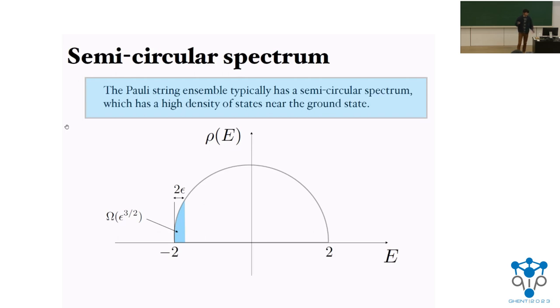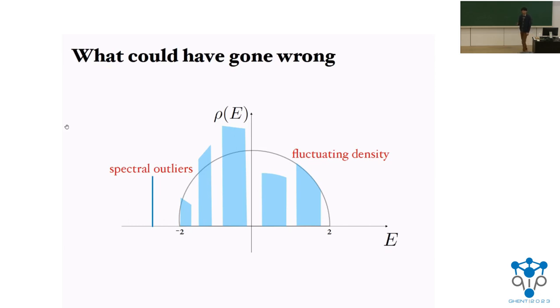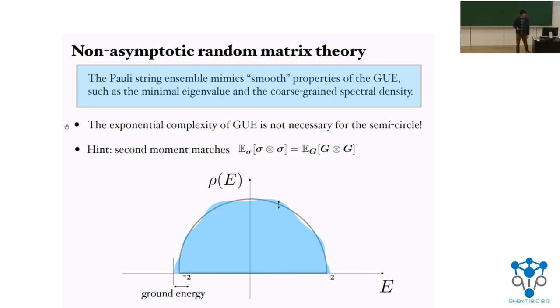So then you say, well, how do I know the Pauli string ensemble has this semicircular spectrum? Indeed, many things could have gone wrong. Your matrix could have a very wild spectrum. It could have a gap. It could have fluctuating density. This would kill the algorithm. Nevertheless, with understanding from non-asymptotic random matrix theory, we can control the fluctuations from the semicircle.